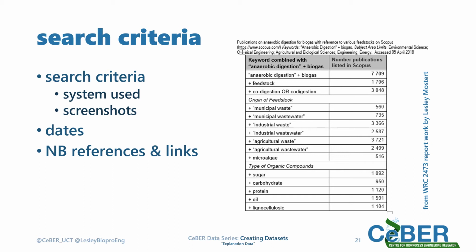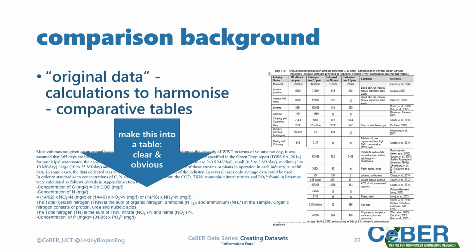You can see here in this one, we've put in all the search words and what was added and how we limited it, and what the date was when it was done. And then when you're making comparisons, you have to give the background to what you're comparing and why. You need to give both the original data and the calculations you've done to harmonize it. You may do comparative tables, and so on.